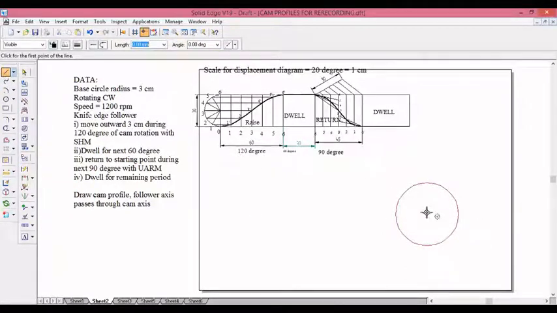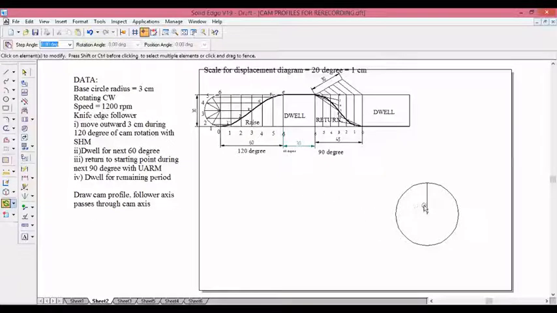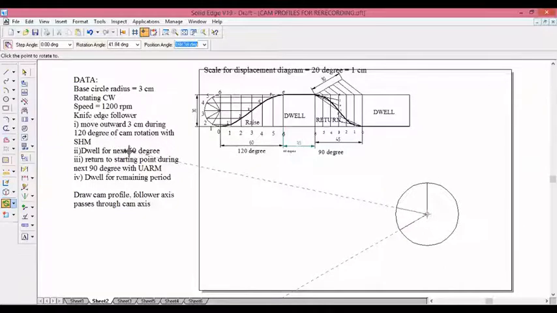Draw a vertical line from center to the circumference. Measure the angles. The first angle is 120 degree. So measure an angle with respect to this line. Angle is 120 degree. Then followed by next angle is 60 degree. So from that reference you take 60 degree.